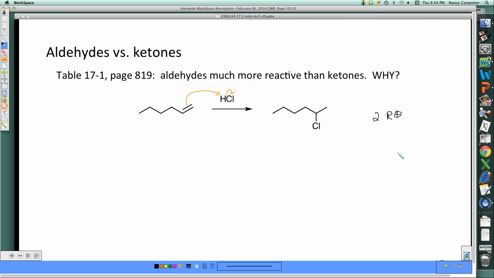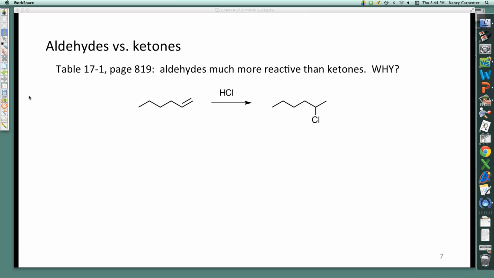Well, why is the secondary carbocation more stable? Because it has two carbons that are pushing electron density in towards the carbocation carbon to stabilize it. The primary carbocation only has one. So this is an example of an electronic effect where these alkyl groups are electron releasing, stabilizing the more substituted carbocation. Okay, so electronic effect is important.